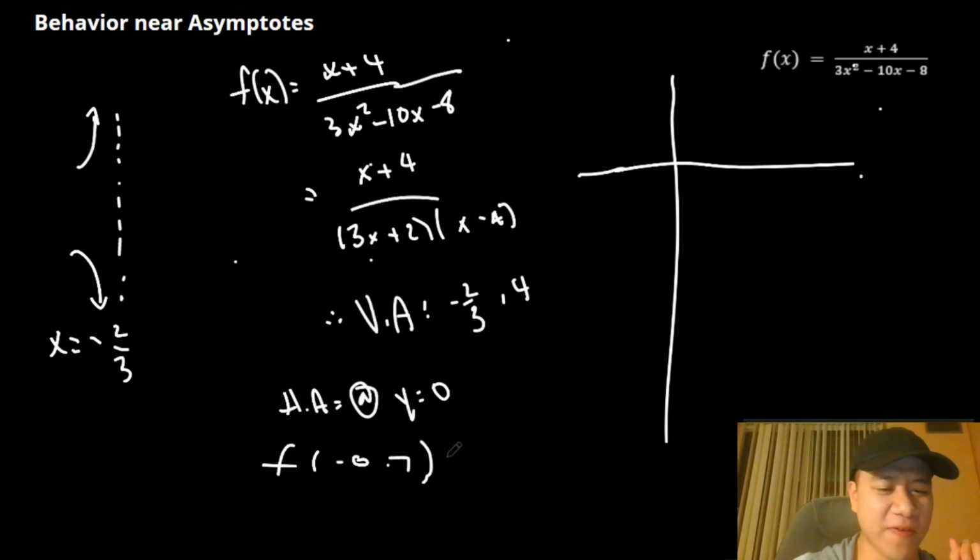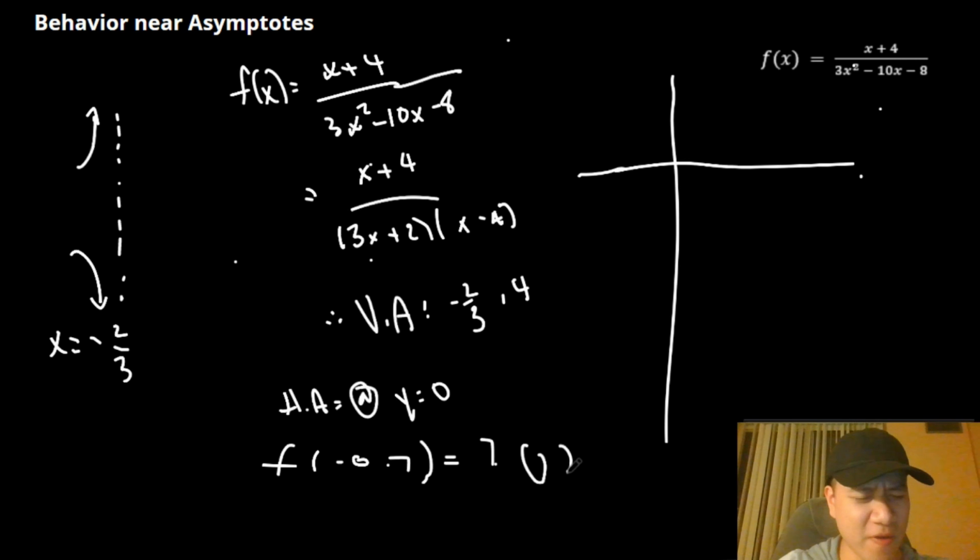Let's substitute it into our function and see what we get. Okay, so what I got was 7.02. Alright, so that means that because we have something positive, we know that our function is going to shoot up like this on the left side of -2/3. So it's not going to look like this, it's going to look like that. There we go, and that's how you do it.